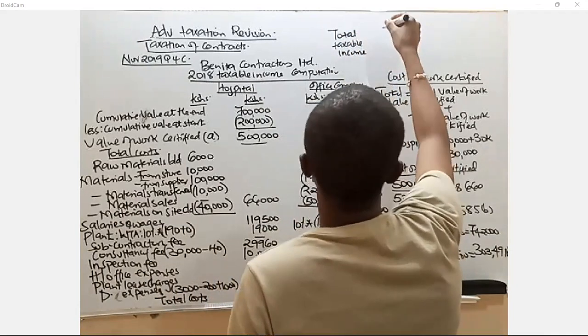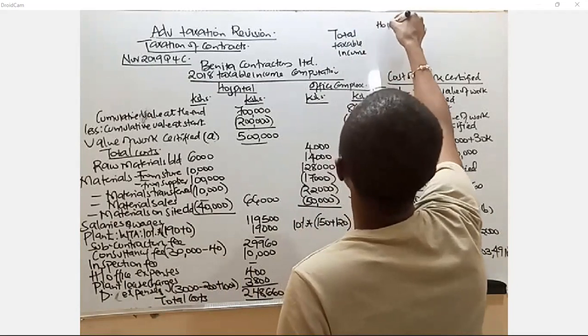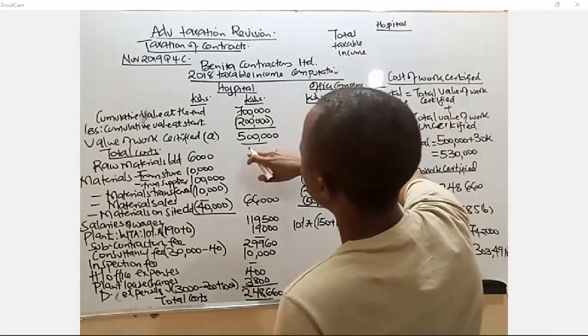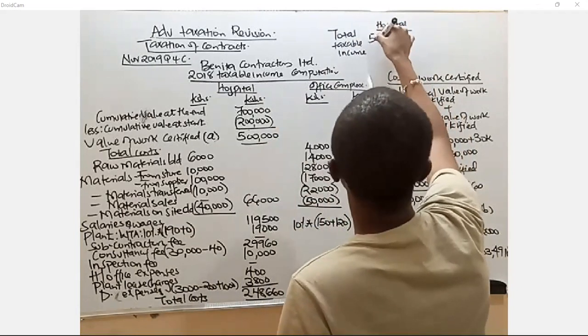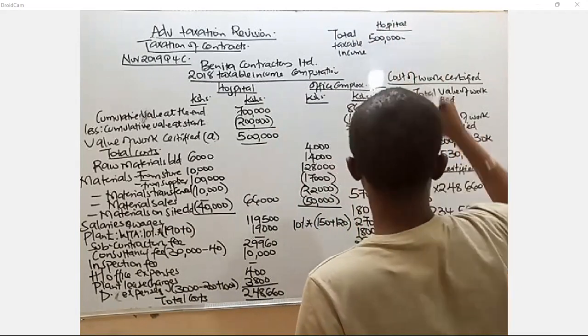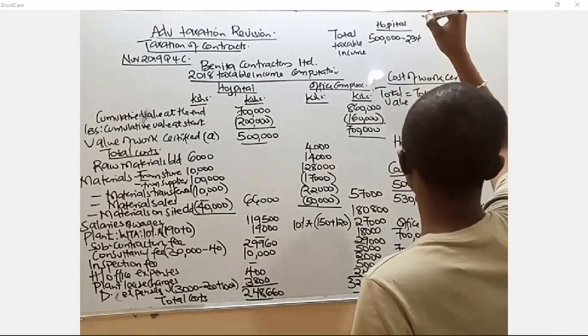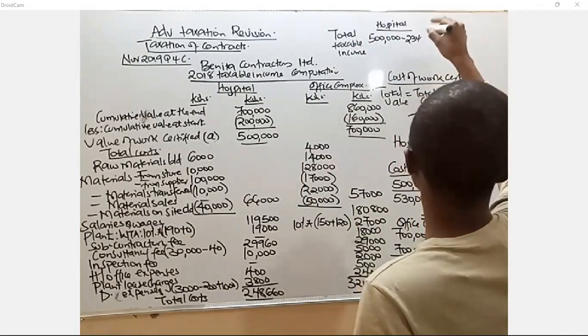let me discuss for the hospital. We just need to take 500,000 minus the cost of work certified, which you are able to get 234,585.